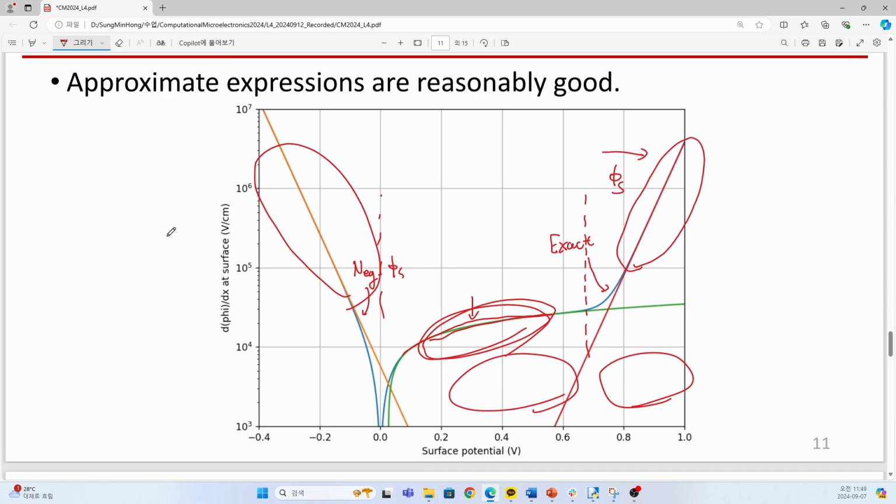Okay, so up to now, I have given you the way to calculate the surface potential gradient as a function of surface potential. It looks quite good, but in most cases we want to solve the opposite way. The surface electric field is known, and we want to find the surface potential. Then how can we do that?